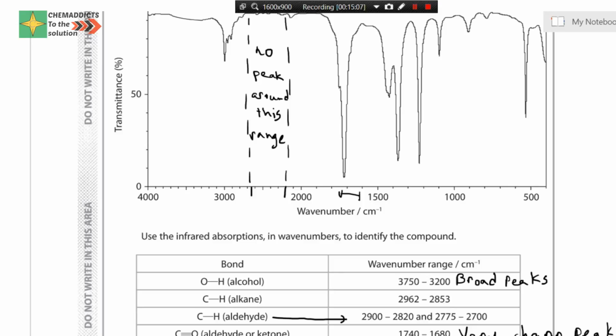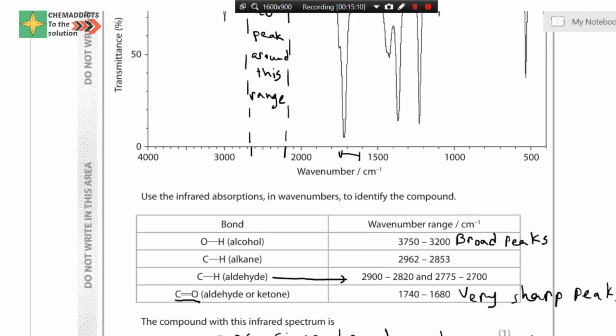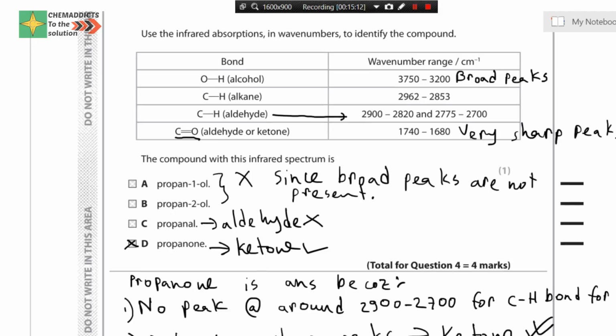So fellas, I hope that you have understood the question as well as the solution. The answer for this question is D, which is propanone. Therefore, propanone is the answer.